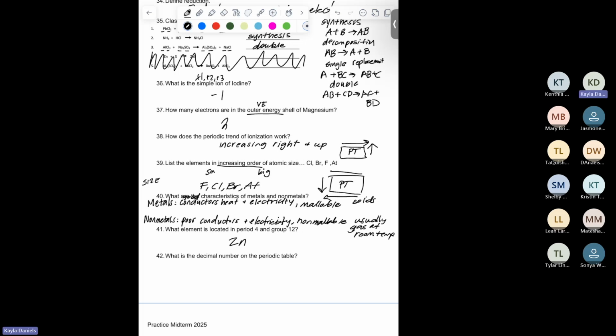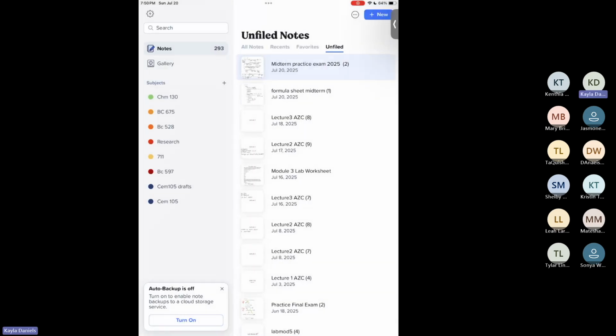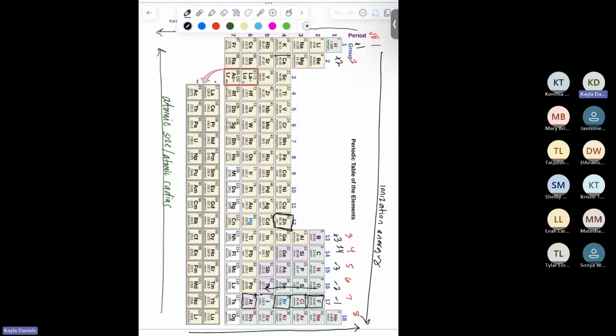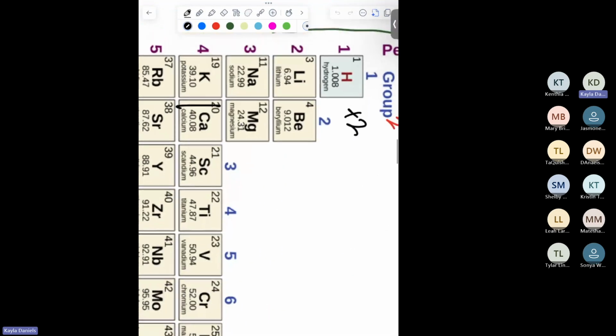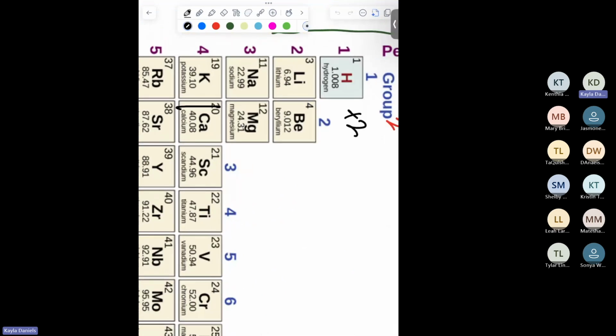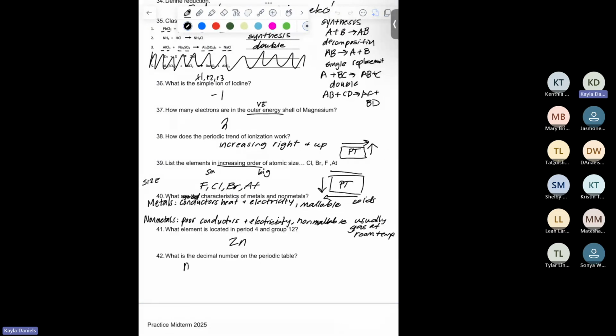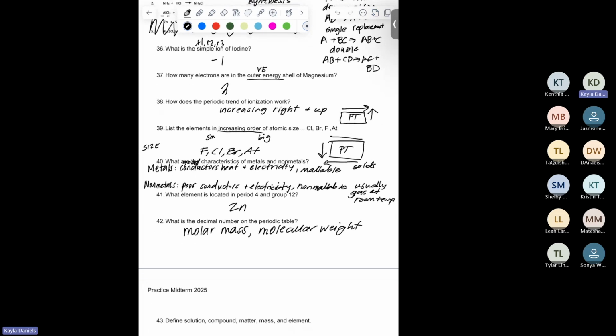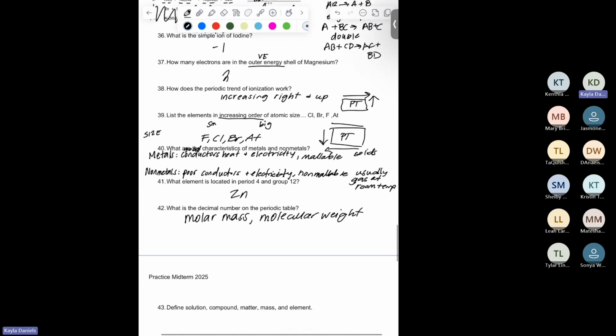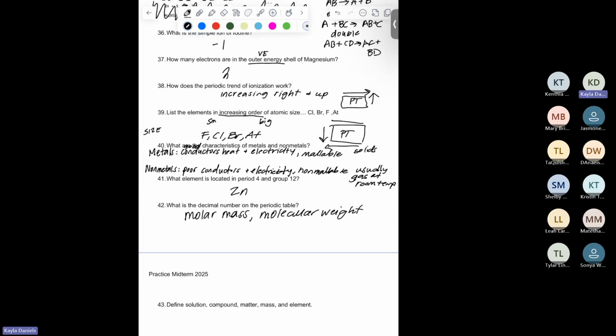Okay, 42. What's the decimal number? This is not an exact test question. I just want us to make sure we know. This is the molar mass, or what are all our different names? Molar mass, molecular weight. I just wanted you to know that these mean the same thing.